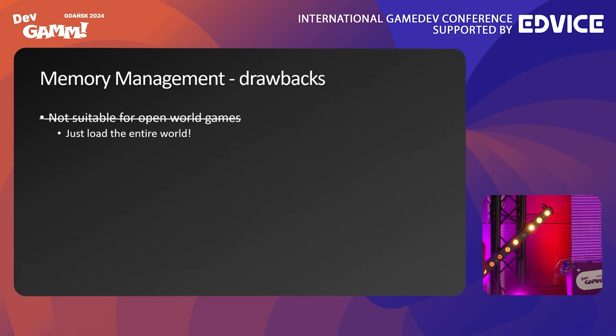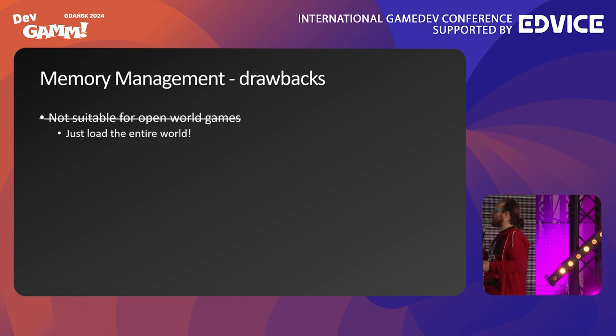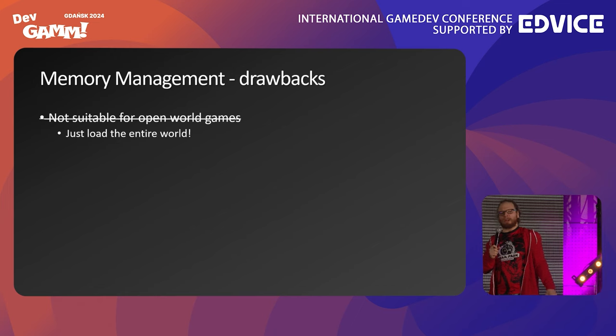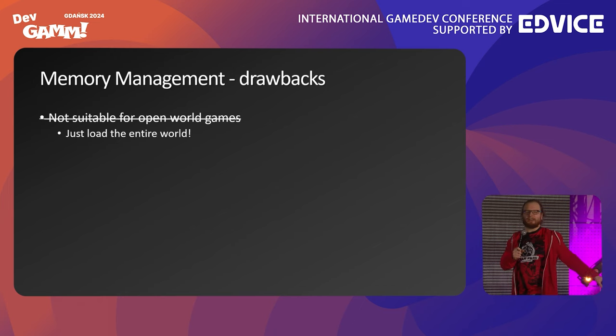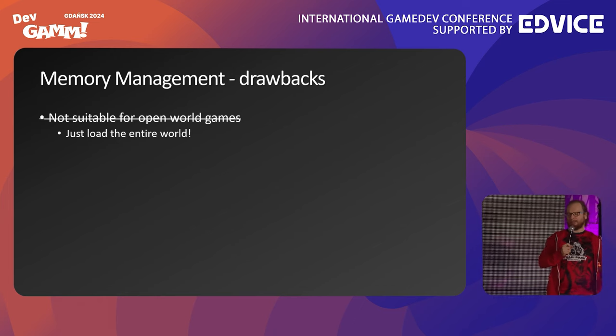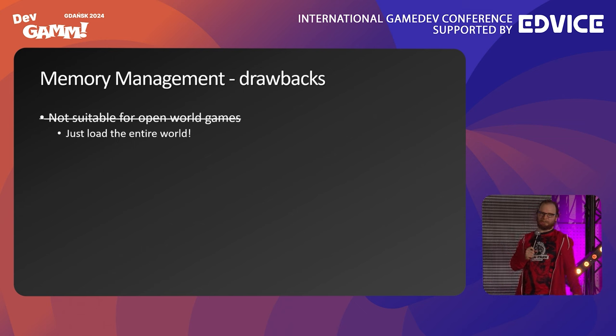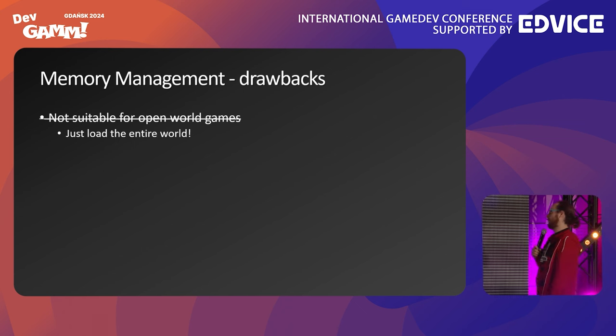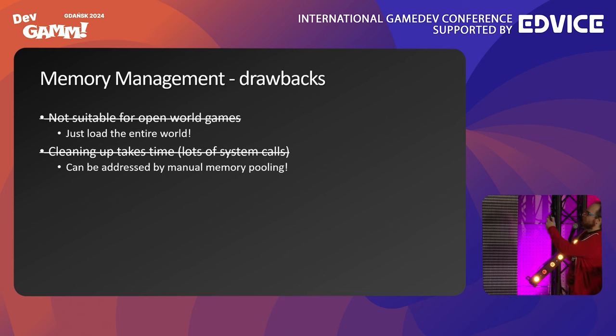Now, the drawbacks. Not suitable for open world games. The thing is, McPixel uses like 200 megabytes of memory at max. You can just load the entire world in your memory. Cell phones have 6 gigabytes of memory. You can just load everything and just use whatever you need. You don't need to unload and load stuff at whim, just load everything.